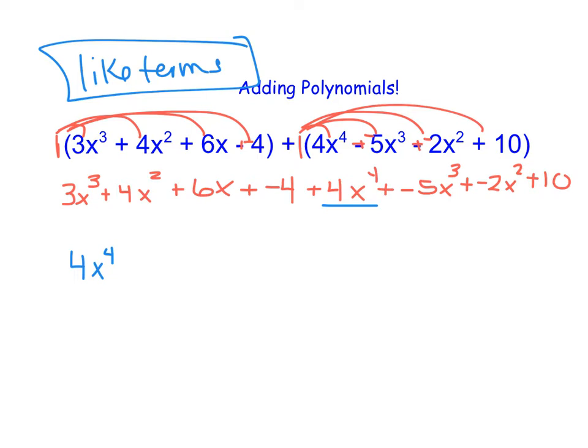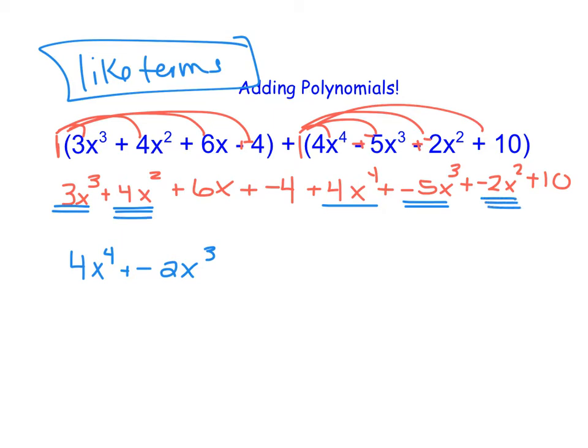Then if I look further, I notice that x cubed is my next highest degree term. I notice that there are two items that contain an x cubed. If I combine those together, 3 plus negative 5 is a negative 2x cubed. Then from here, I look and I notice I have multiple x squareds.